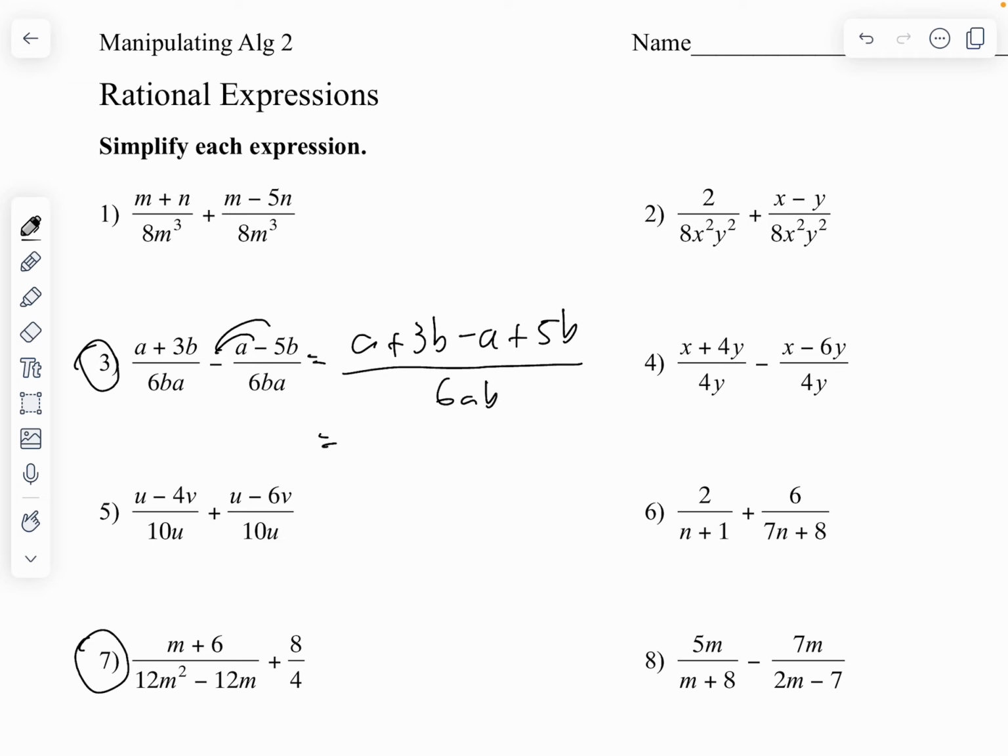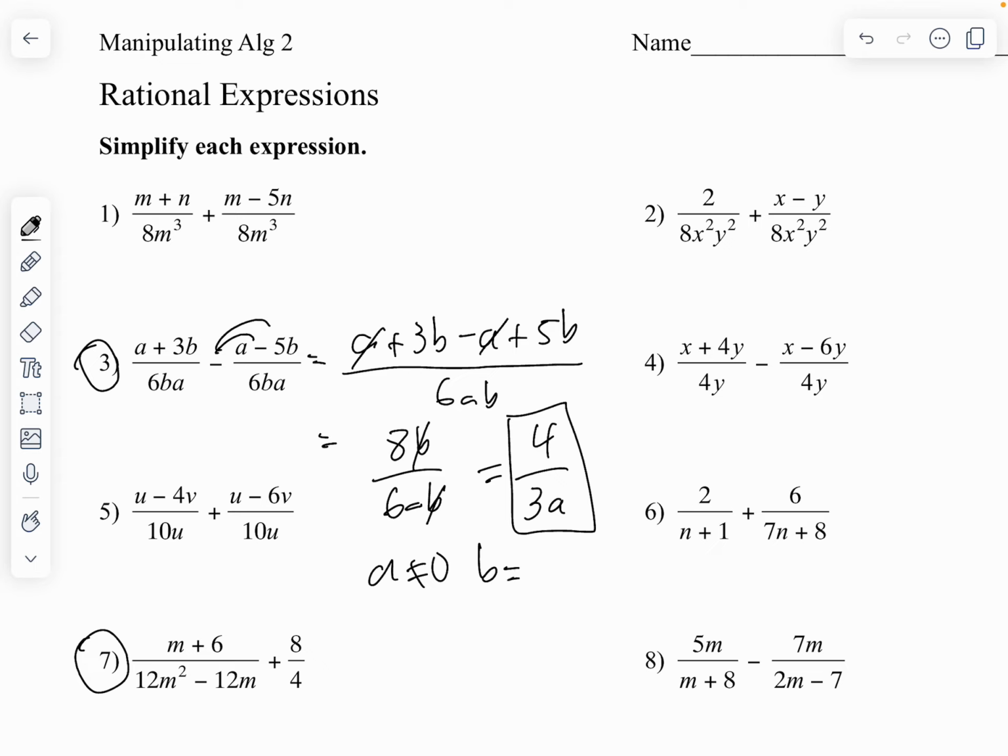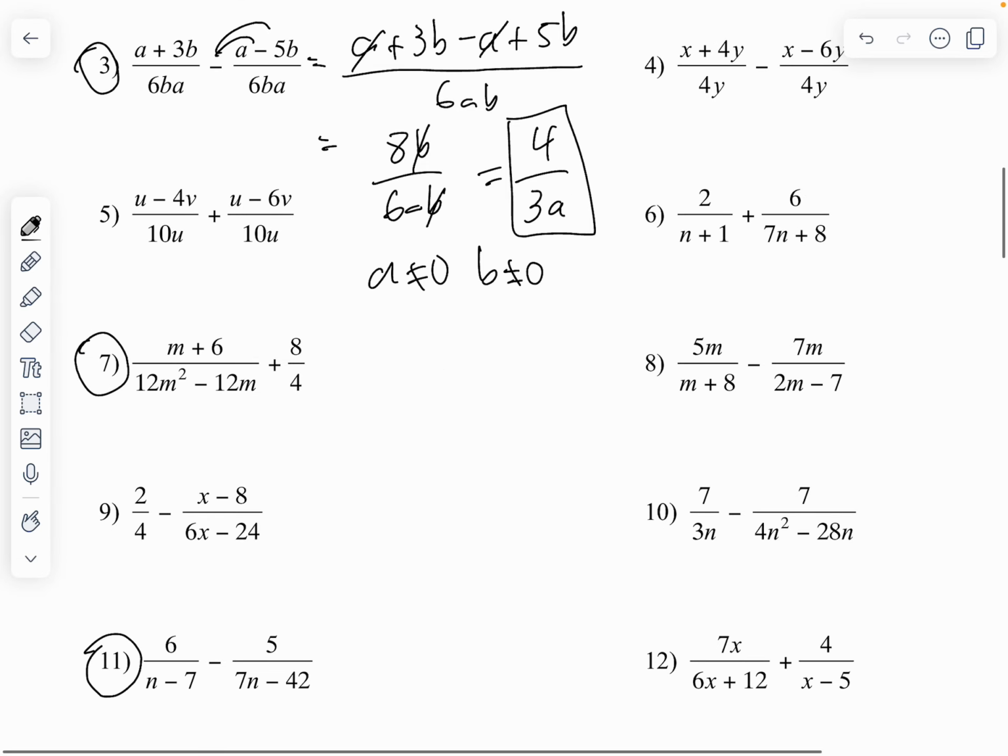So what do we got here? A minus a, hey, those go away. That's cool. And so 3b plus 5b is 8b over 6ab. The b's cancel. And if we divide by 2, we get 4 over 3a. Of course, you want to write domain restrictions. A can't be 0 and B can't be 0. There we go.